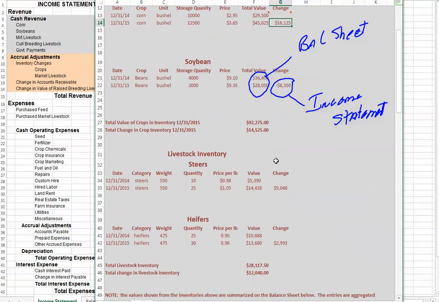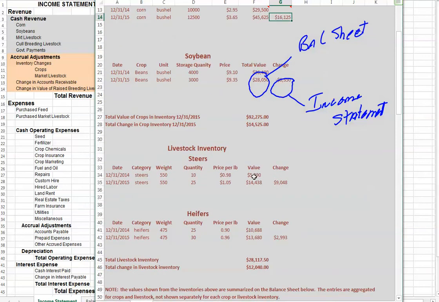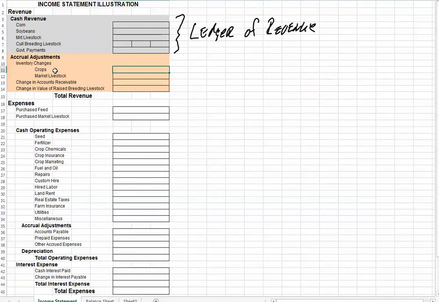The same thing goes for livestock. December 31st of one year, you have this number. December 31st of next year, you have this number. Those two numbers go to the balance sheet for the consecutive years, and the change is what goes to the income statement. Okay. Now, back on the income statement.